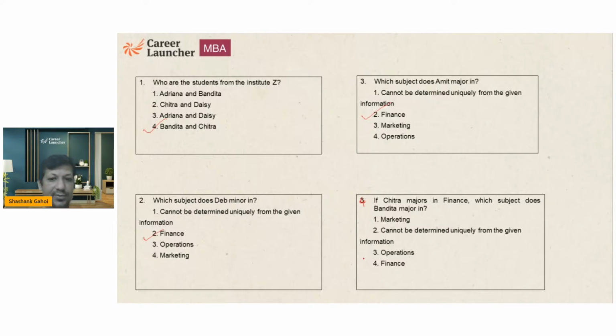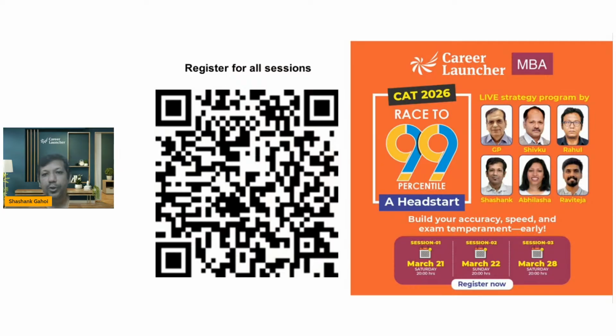So was it a very difficult set? No, I would say I missed out one point. I didn't read it twice. So that was the mistake I made. So if you see, these are the options you have. Bandita and Chitra we got very quickly in 1 minute. Finance, operations. So if you read the questions before you pick up paper and pen, I think it is going to help you a lot.